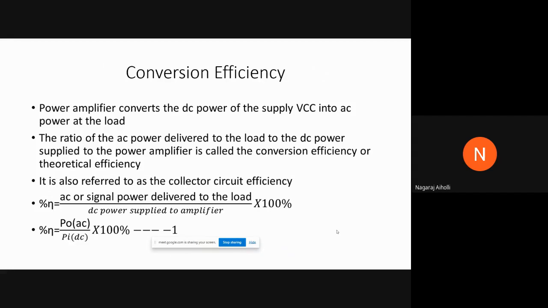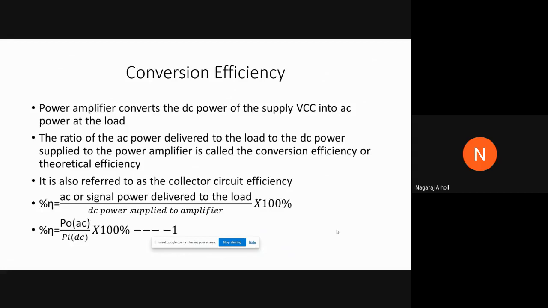Next let us move on to what is called conversion efficiency. Conversion efficiency is also called theoretical efficiency or collector circuit efficiency. There are various names for it: conversion efficiency, theoretical efficiency, or collector circuit efficiency.